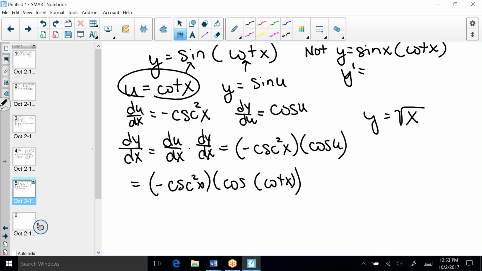So this is a product of two things. It's a product of this negative cosecant, and the cosine of the cotangent of x. So there's nothing you can do. You can't distribute anything. There's no pluses or minuses in there. It's just this thing multiplied by this thing. So we'll just leave it like that. And if you put the cosine of the cotangent first, it doesn't matter.